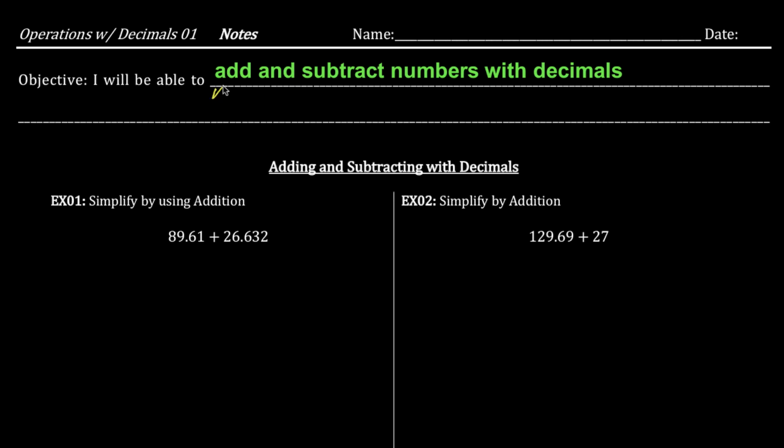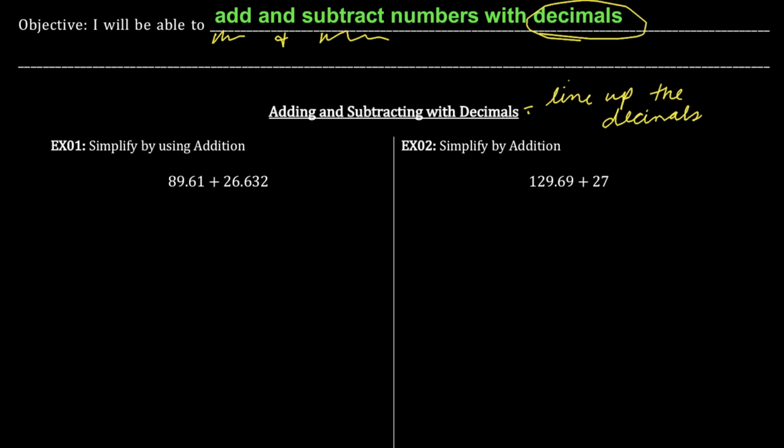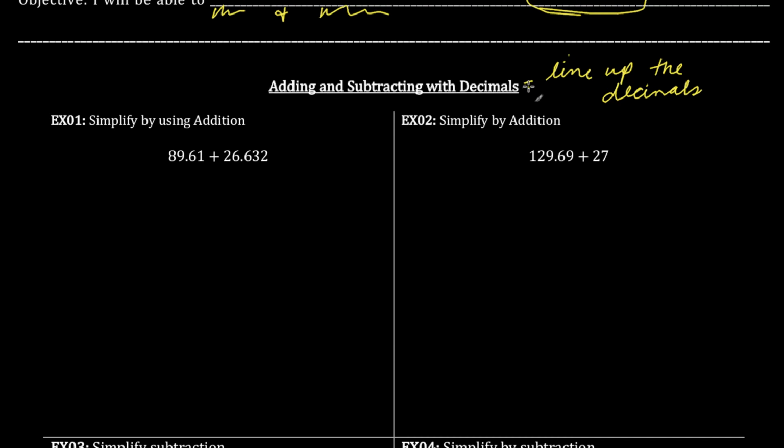So in this lesson, we are going to add and subtract numbers with decimals. The key to this is that we're going to have to line up the decimals. That's pretty much all you need to remember.